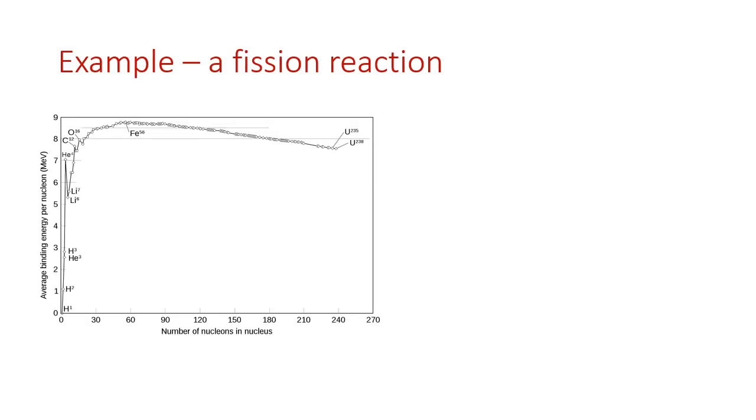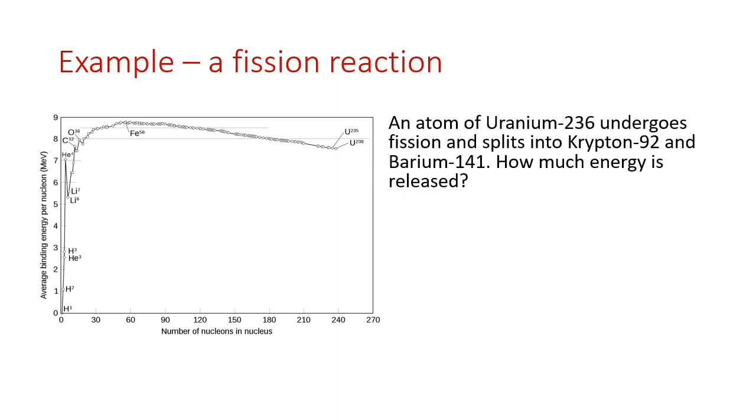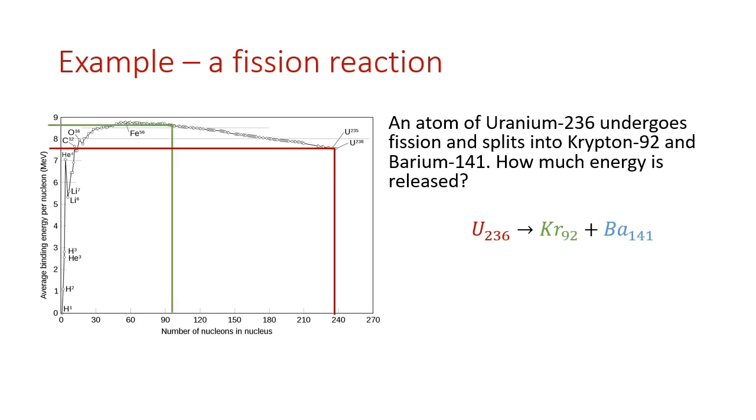We can use a similar method to calculate the amount of energy released in a fission reaction. So we're asked here, what's the amount of energy released when uranium-236 splits up into krypton-92 and barium-141? So let's write that down as a nuclear reaction. And let's start by drawing some lines on our graph to work out the binding energy per nucleon. So we've got uranium here in red, krypton in green, and barium in blue.